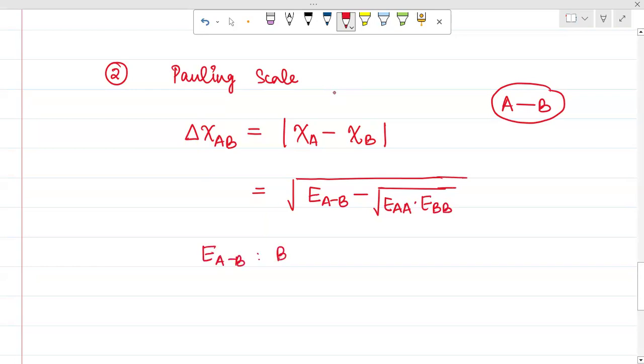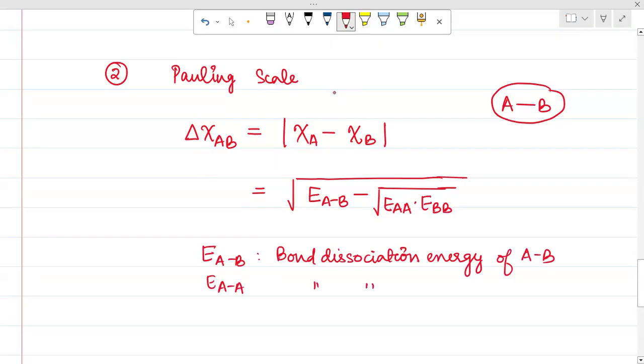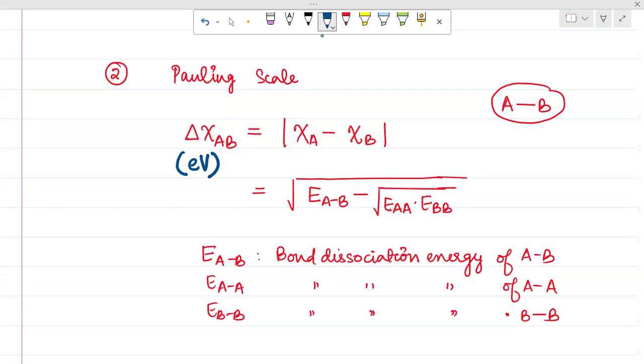Bond dissociation means the energy which is required to break that bond. E AB is the bond dissociation energy of AB, E AA is obvious, the bond dissociation energy of AA, and E BB is the bond dissociation energy of BB. So when we put all these values, at last you're supposed to get the answer in electron volts.